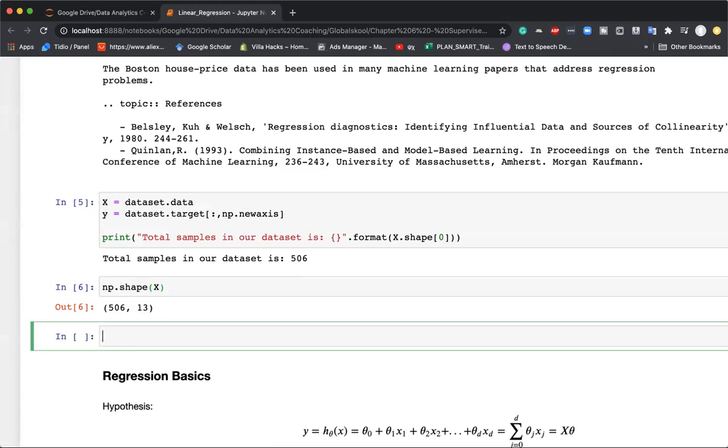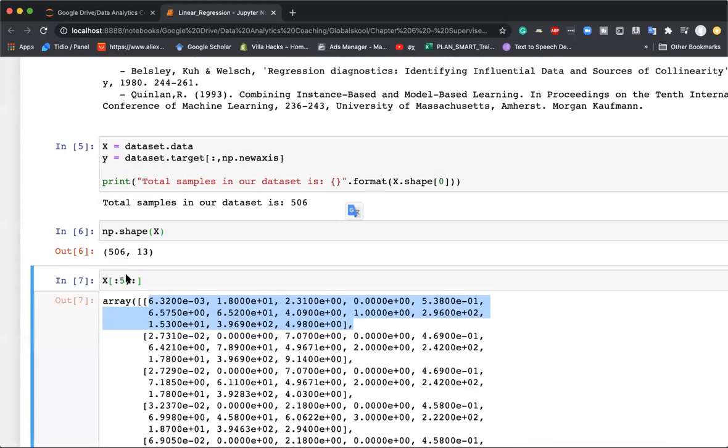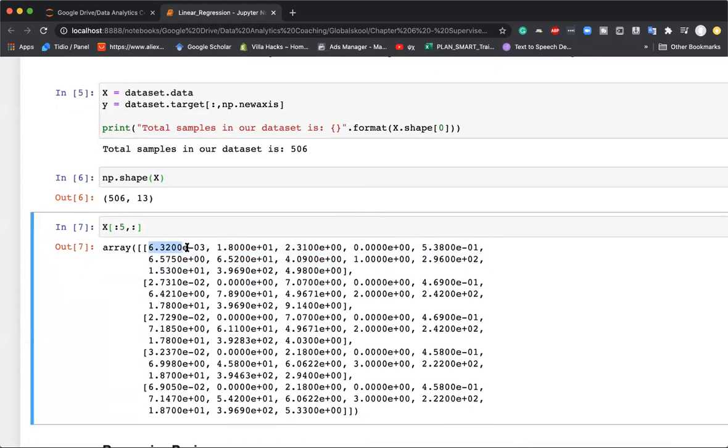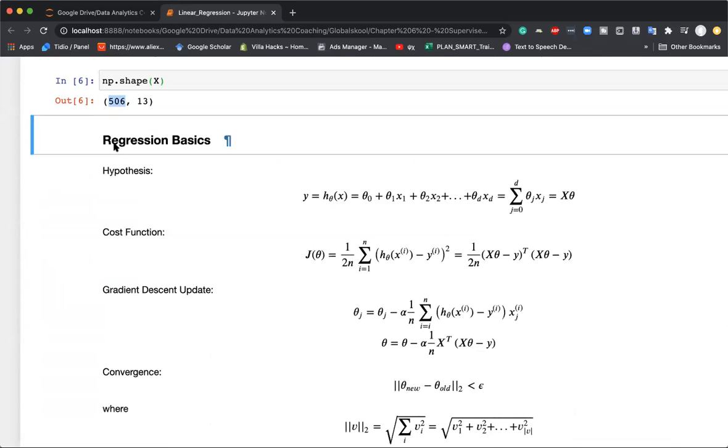And let me print some parts of X. Let me print X, maybe the first 5 rows, all columns. That gives you some sense of what this data looks like. So this is one row of data. One row of data has 13 columns. Our first value is 6.32e-3, that is 0.00632. We have some small values, we have some large values. This is what our data looks like. And like this, we're looking at 5 rows of our data. In all, there are a total of 506 rows. Okay, let me cancel this.